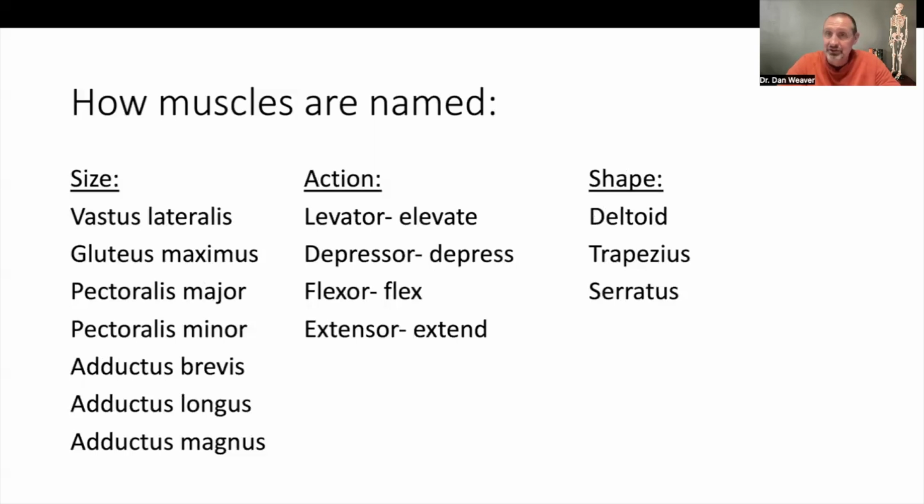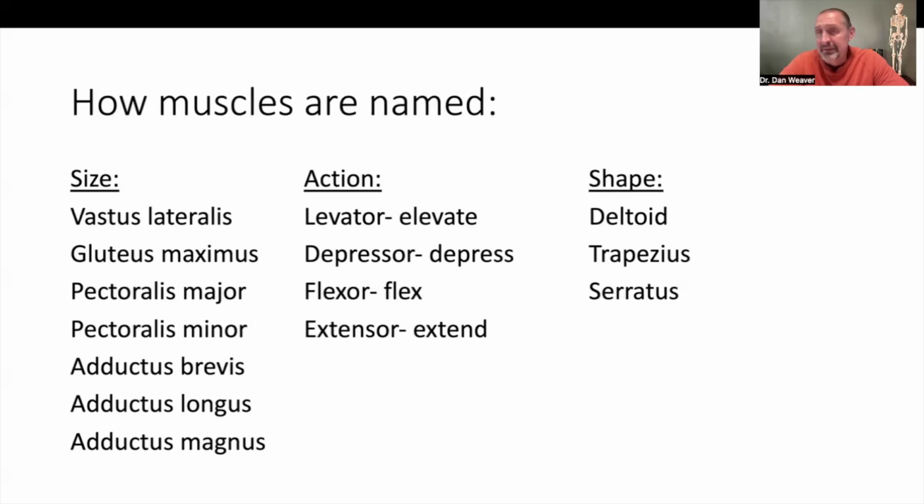Magnus means large. Sometimes muscles are named based on their actions, like levator means to elevate. So we elevate, for example, our shoulders, or depressor, to push down, to depress. Like we might depress our expression. Flexor means to narrow that joint angle and flex it. Extensor means to extend that joint angle.